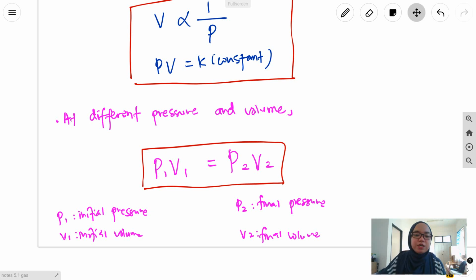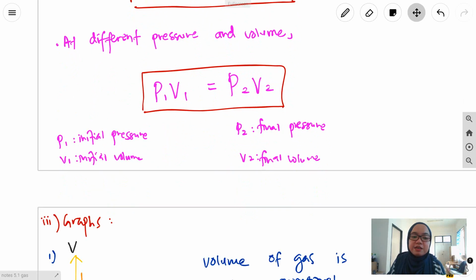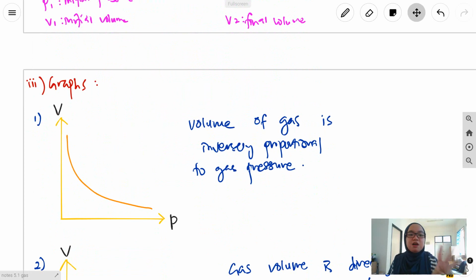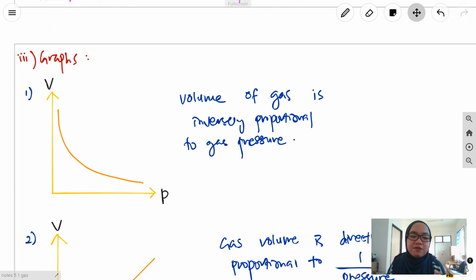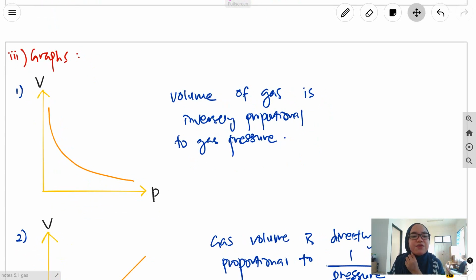Next, we are going to look at the graphs. So there are three graphs in this Boyle's law. First, we look at this graph. The first graph is V against pressure, where we know that volume of gas is inversely proportional to the gas pressure. So this is the graph. This is the line for the graph. When it is inversely proportional, it is like a curve like that.